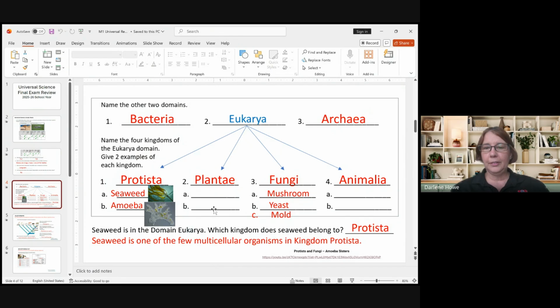Okay, no problem. And when it comes to fungi, again, this is a bit of a tough one to get a good grip on. So fungi: mushrooms, yeast, mold, okay, things like that.